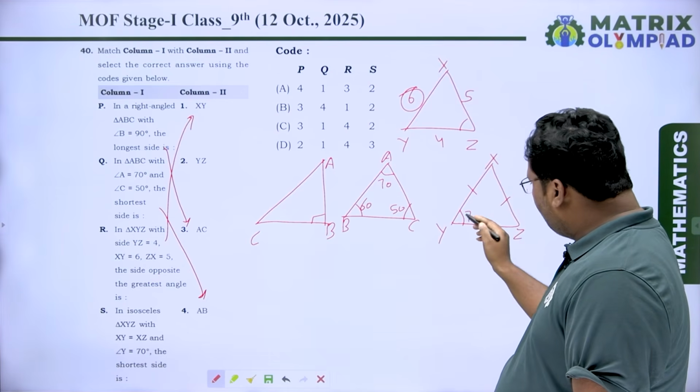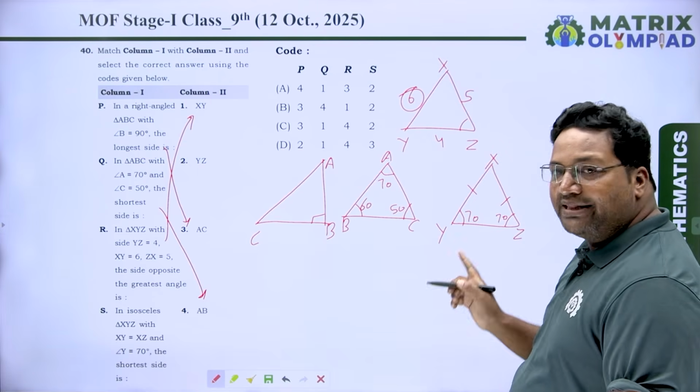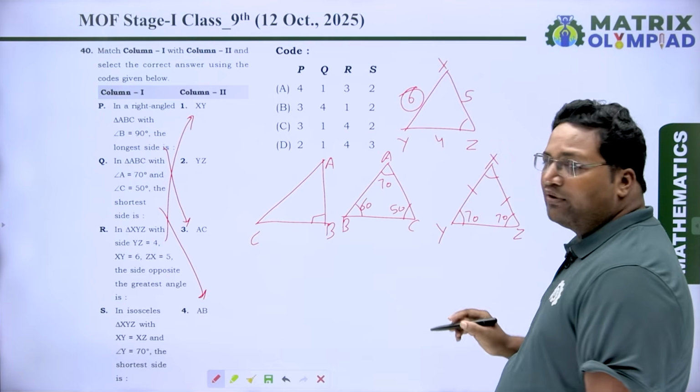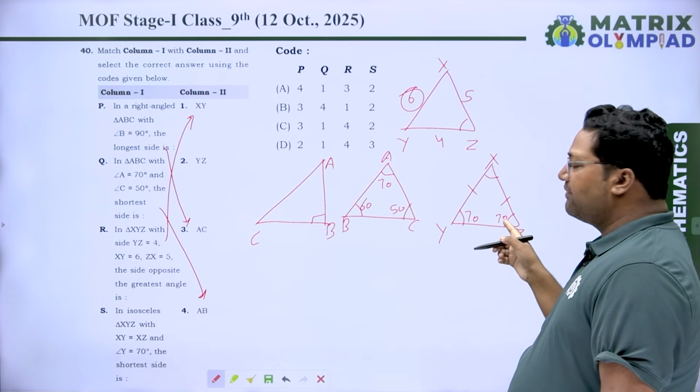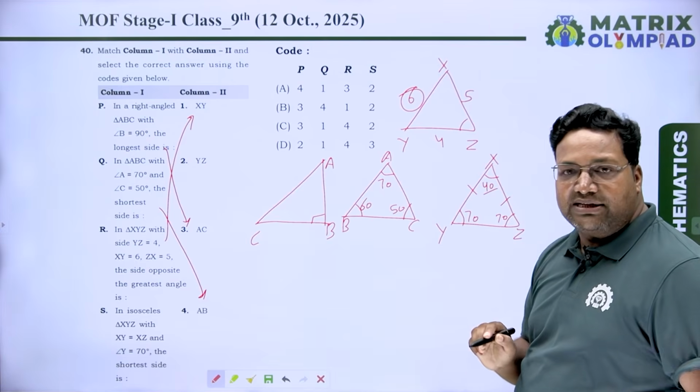So the opposite angle of this side is 70 degrees. So it means this angle is also 70 degrees. By the angle sum property, we will get the value of this angle. So it is 70 plus 70, 140. So by the angle sum property, we will get the value of angle X is 40 degrees.